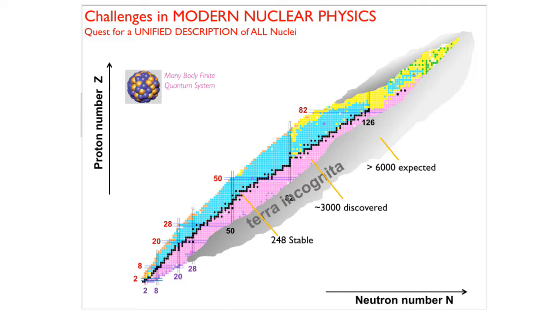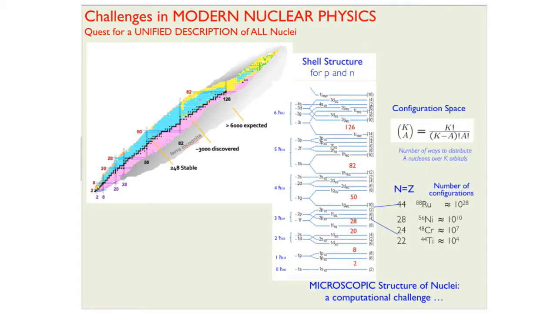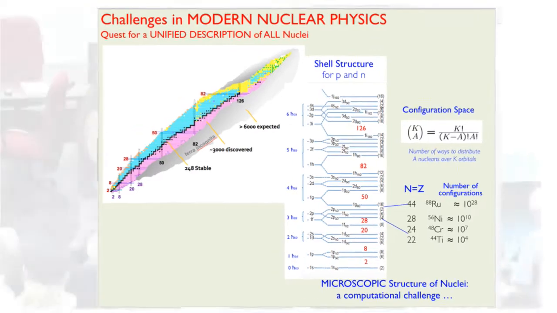The challenge is easy to understand, because if we focus for a moment on shell structure for both protons and neutrons, we see immediately that if one wants to describe microscopically the structure of these nuclei by placing nucleons in the orbitals, then the number of configurations to be taken into account explodes. It becomes very huge, already around mass 100. We have to deal with 10 to the 28th different configurations, which makes the problem really a computational challenge.